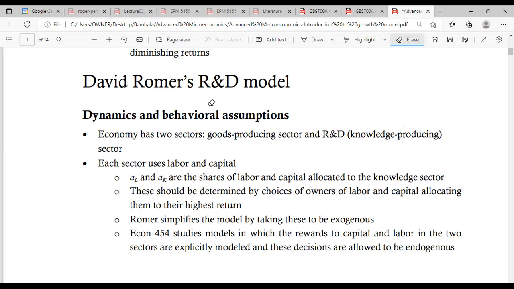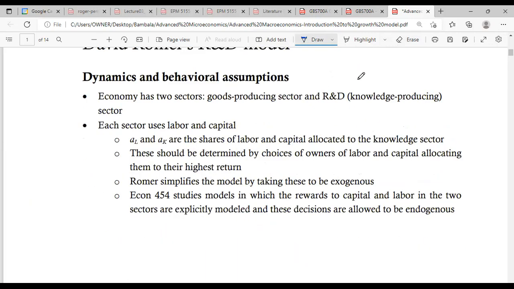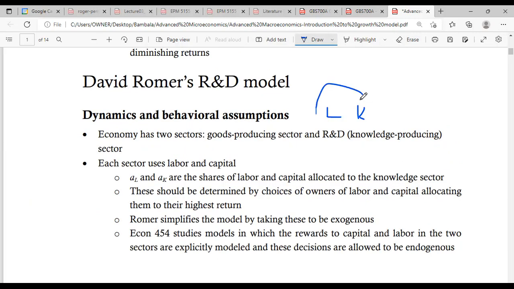All right. So remember, what we're keeping constant is the labor and the capital. We're keeping these constant, and seeing how they affect the knowledge sector, and how they also affect the goods sector. How they're affecting these two. So we also need to have a certain share of labor and capital that is now allocated to the goods market, or the goods producing sector.